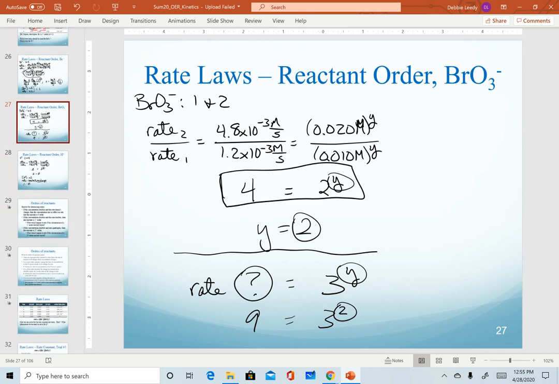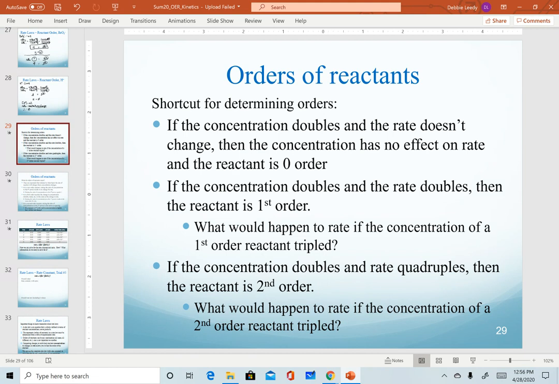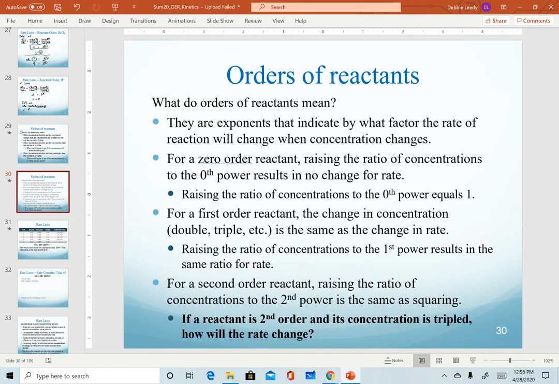So the last few slides I want to leave you with in this section. One is the shortcut for determining orders. So I've already mentioned this as I went through the slides. It's just here in word form for you to read through. And then also describing what the orders mean. We've already discussed this as well. So just more for you to read through to better understand the orders of reactants.